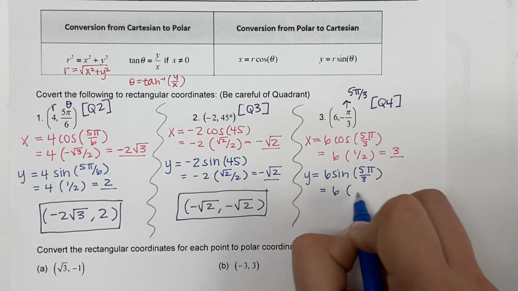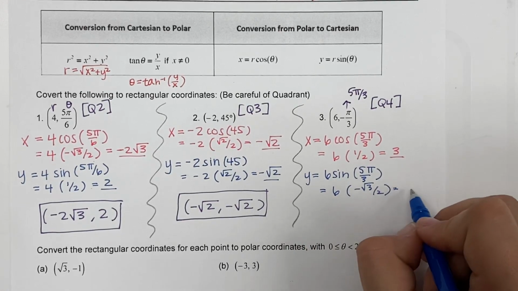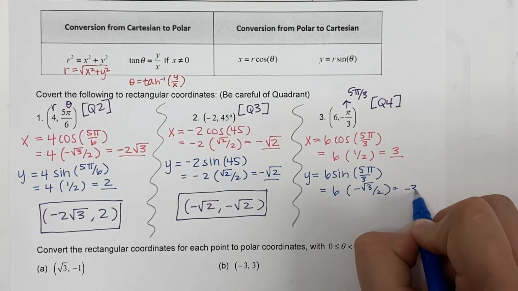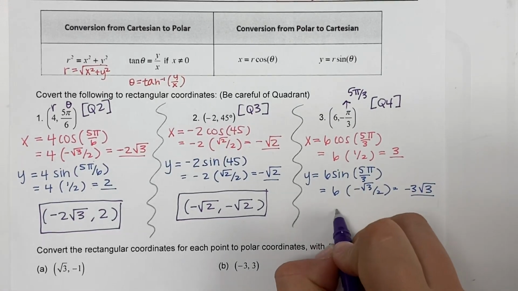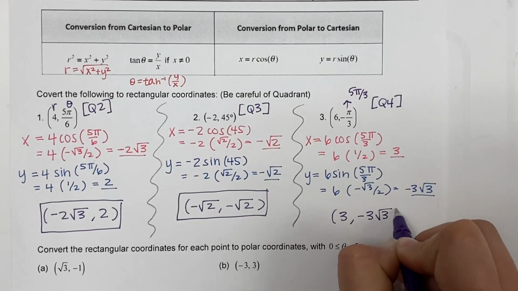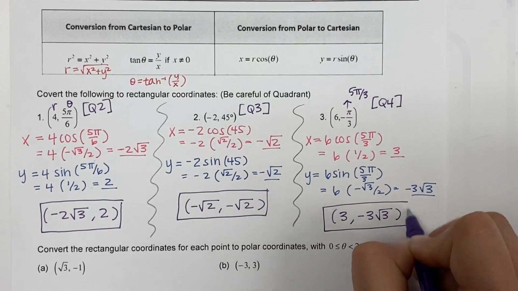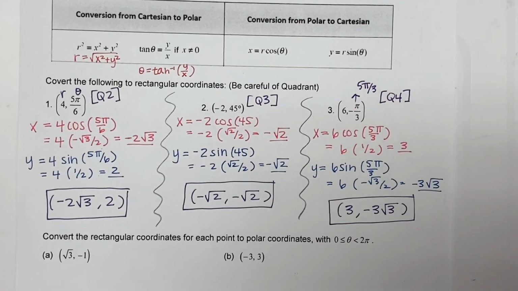So you did 6 times negative root 3 over 2, which simplified to negative 3 root 3. So your answer was 3, negative 3 root 3. And that goes right and down, which is in quadrant 4. Okay, so that's doing polar to rectangular.